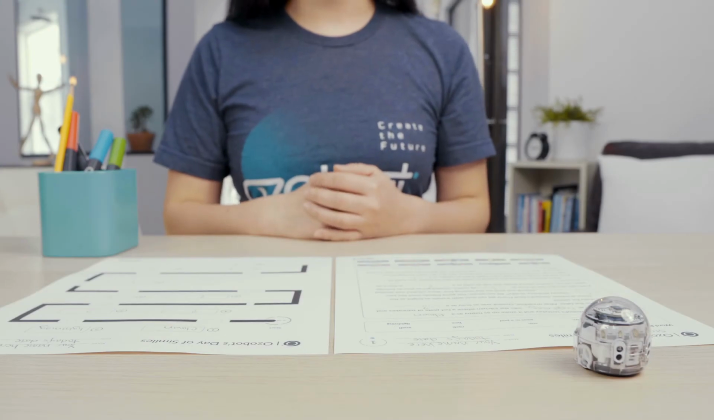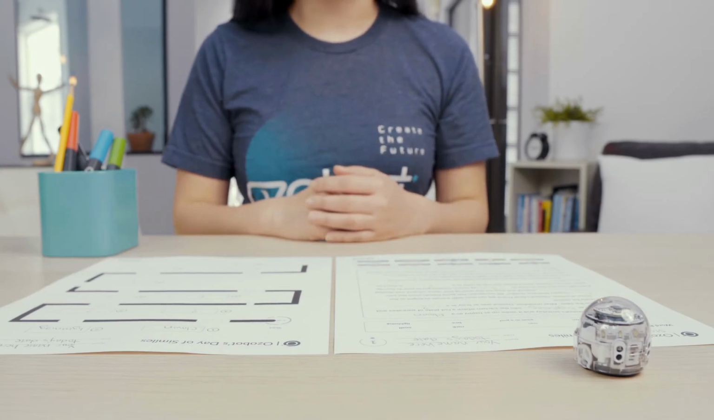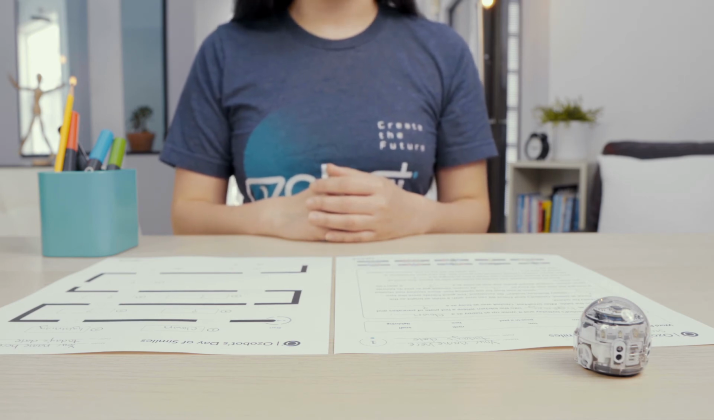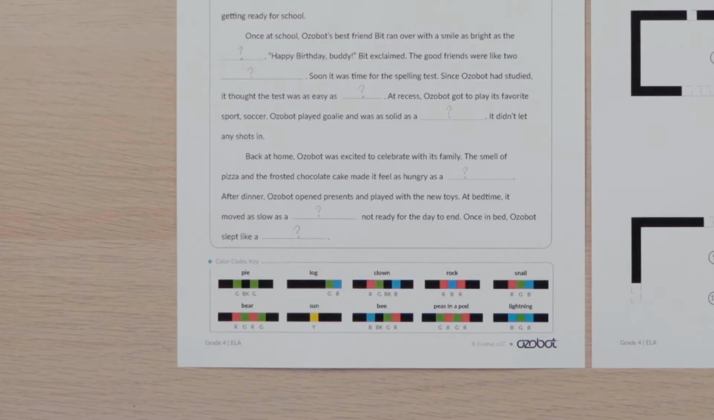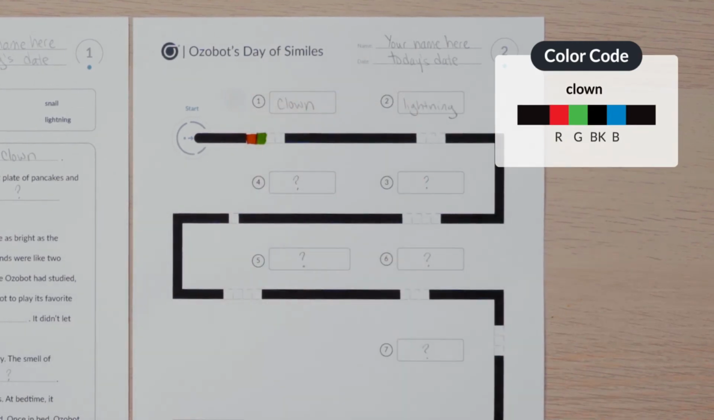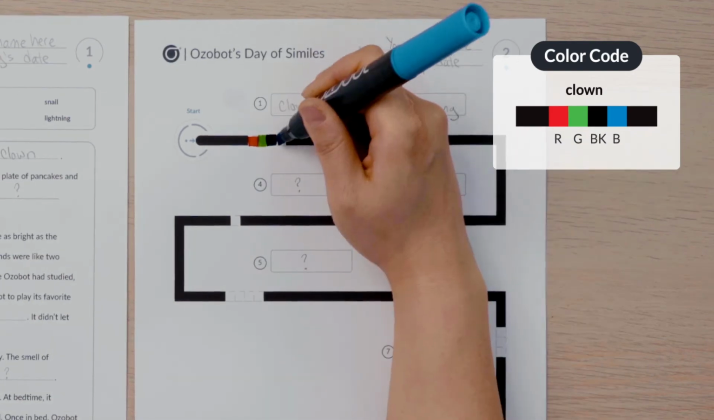Now that you've determined the sequence of the missing color codes, you are ready for your color code markers. You will use your markers and the color codes key to complete the map. The first missing color code will program Ozobot to behave as happy as a clown. Look at the color codes key to find the color sequence that goes with clown. I will put in the color sequence red, green, black, blue to complete the first missing color code.